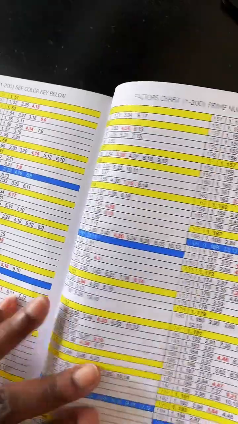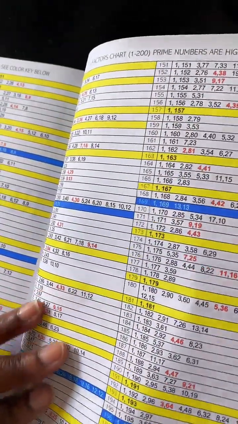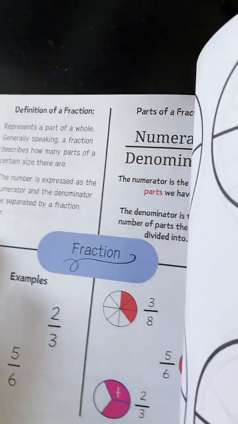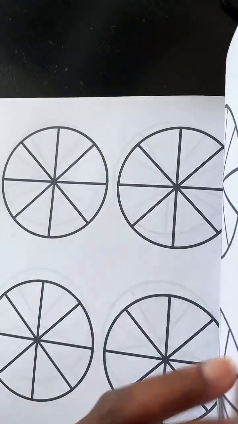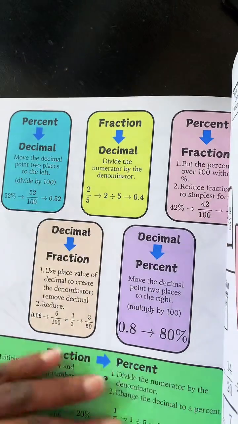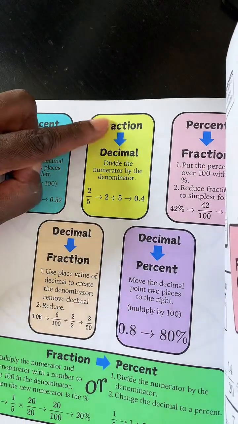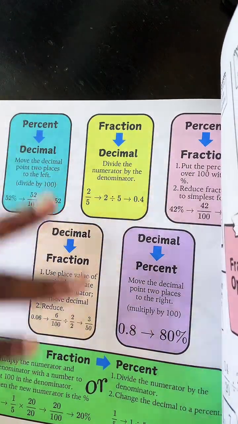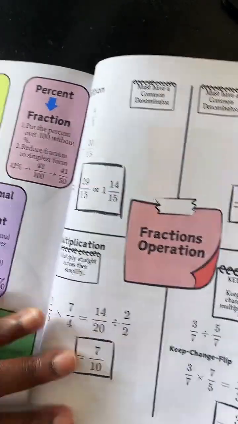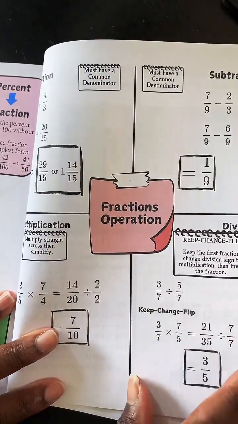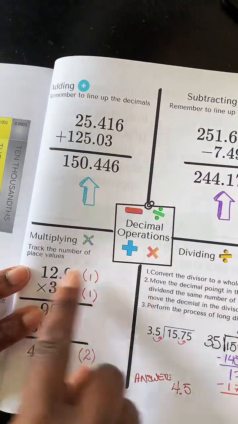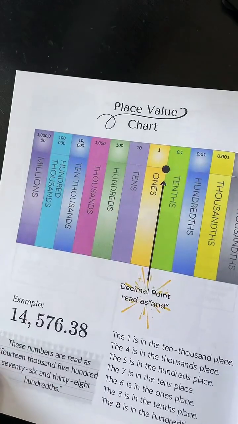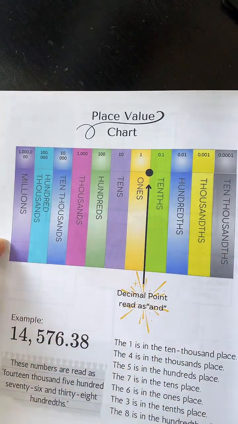So they're also given a factor sheet, the same amount to 200, which I know they're going to love. Also, a little bit more details about fractions and some fraction representation. Then also how to go from a percent to a decimal, fraction to decimal, percent to fraction, and so on. Then we have fraction operations: add, subtract, multiply, divide. Same thing with decimal operations: add, subtract, multiply, divide. Place values, huge.